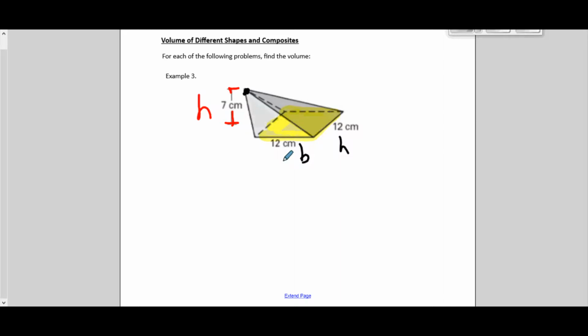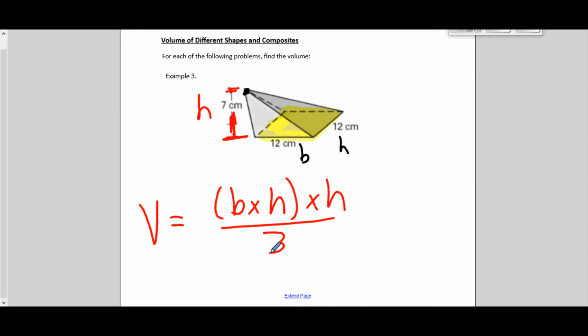This isn't exactly drawn to scale. This should probably go all the way down here, but you get the idea. This is 7 centimeters. So the volume of this pyramid is going to be base times height, all divided by 3.